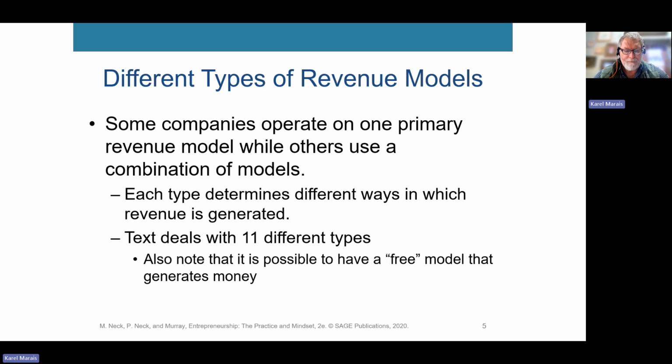So there's different types of revenue models. Some companies operate on one primary revenue model. Others use a combination of models, different types of revenue models with different types of revenue streams. Some may be a constant daily stream, right? Like the selling of pods. Some may be a more inconsistent stream that only happens occasionally, such as selling of machines.